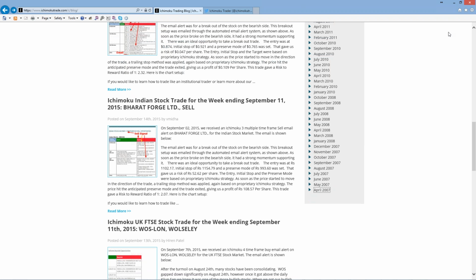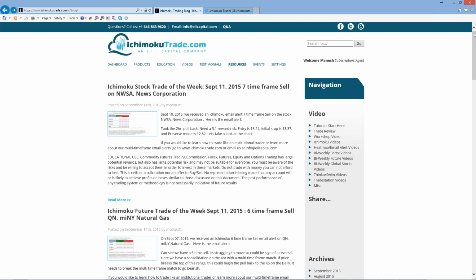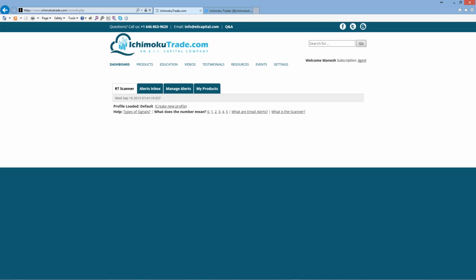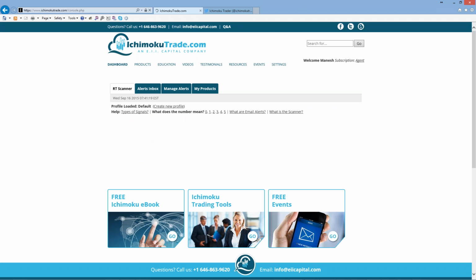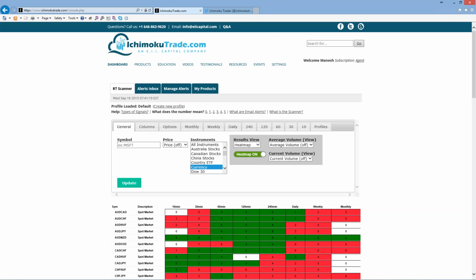Now what I want to do is concentrate on two different main products that can be used for trading. Okay, now a lot of people get confused between the different products that we have. We kind of streamlined everything now into two products. Before we had three, we now have two. The two products that we have are the RT scanner and the alert inbox.